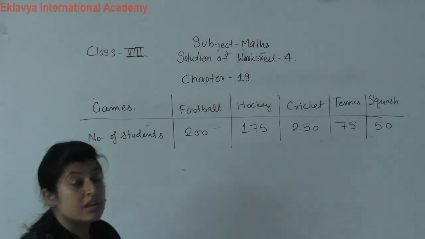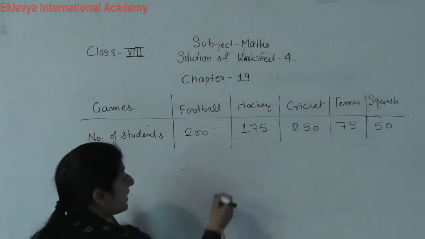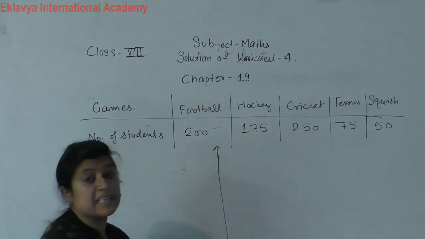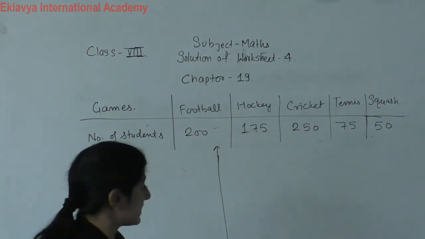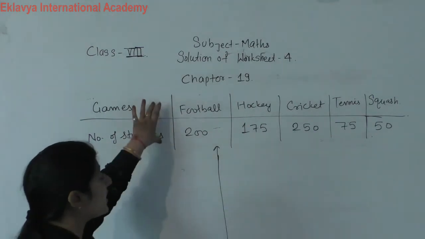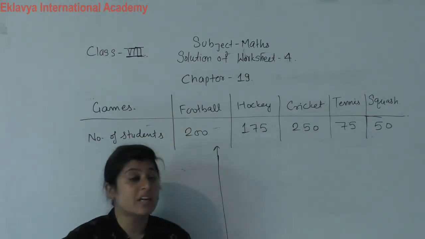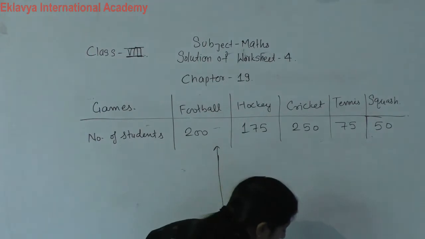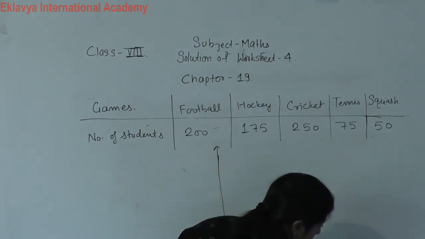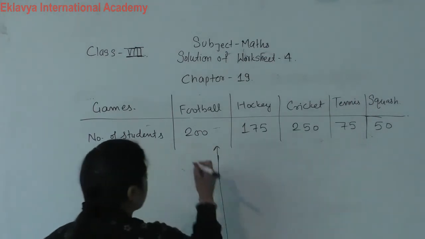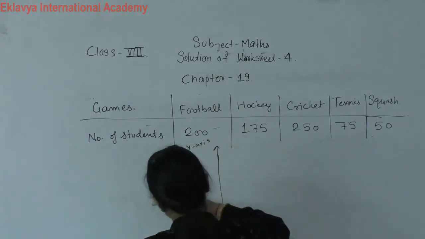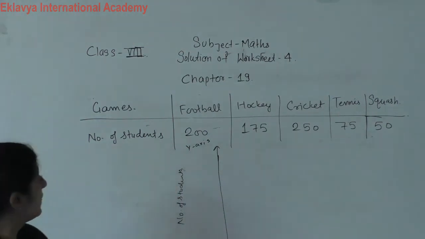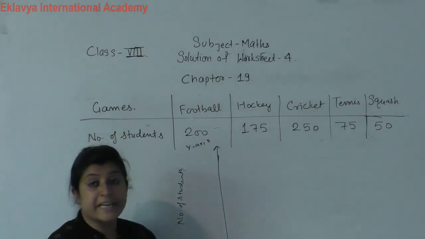In the bar graph, whenever we want to represent the graph, we have two axes. One is horizontal axis and another one is vertical axis. On the horizontal axis, any one you can take on x-axis and other thing on y-axis. Suppose I am representing games on the x-axis and number of students on y-axis.